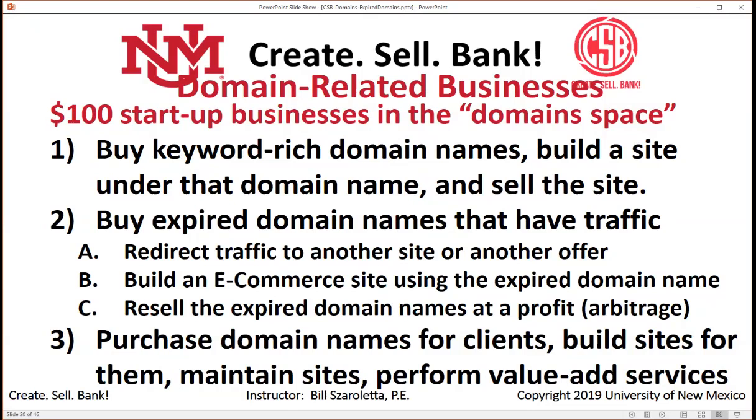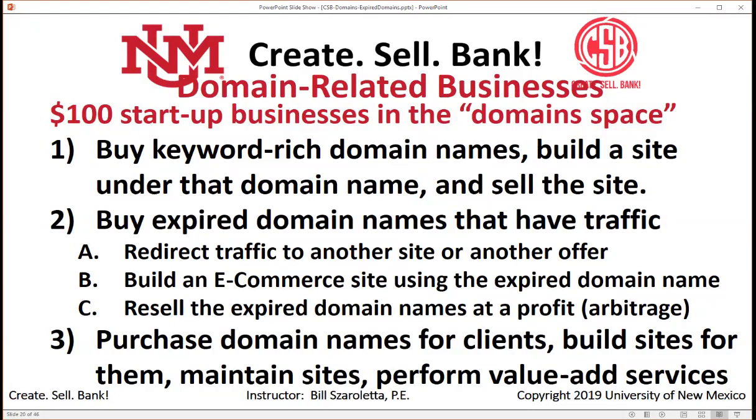2B is you build an e-commerce site using that expired domain name, and you use the traffic and you give people products, services in that particular niche. The 2C is you resell the expired domain names at a profit, using the arbitrage principle that we've talked about.